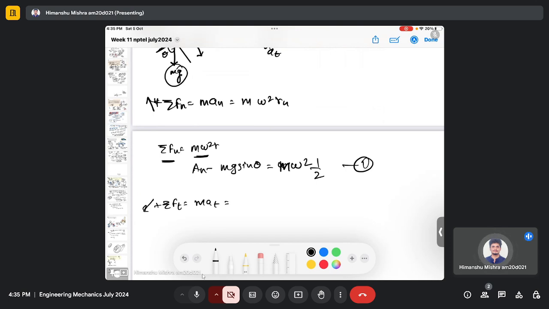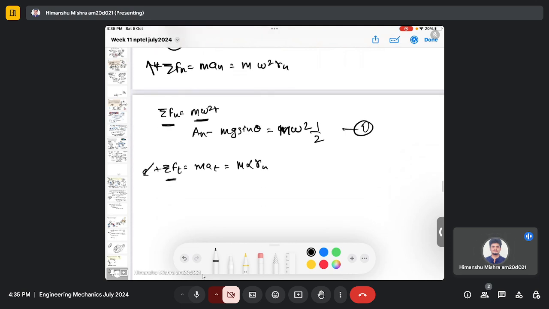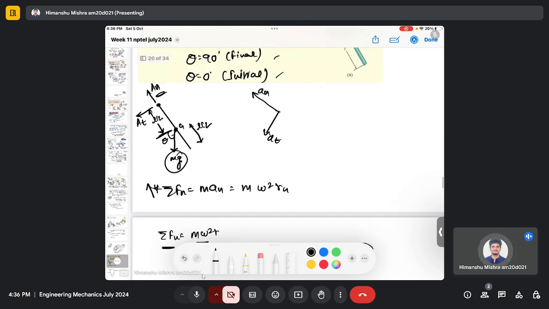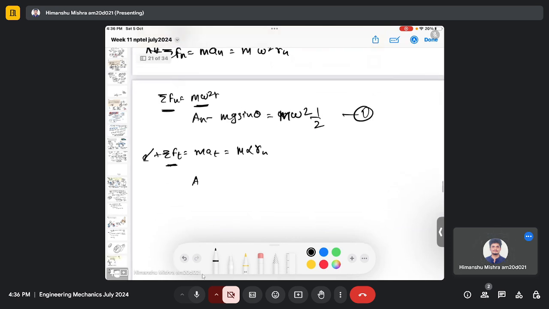Now if I do the force balance in the tangential direction, my tangential acceleration is alpha r, and the forces acting in the tangential direction are At and the component of weight. And my r is l by 2. So this is my equation 2. At is unknown here, and in equation 1 An is unknown, and we also don't know anything about omega and the angular acceleration.